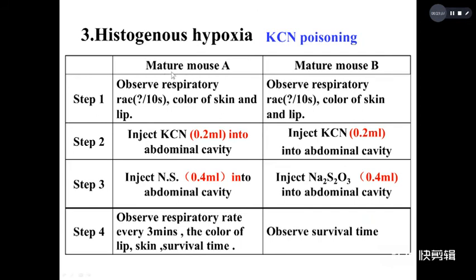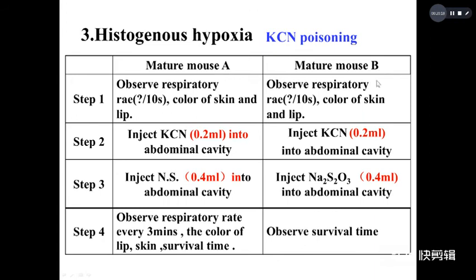Now, mature mouse A. First, you observe the respiratory rate, and the color of skin and lip. Now, inject cyanide 0.2 in the abdominal cavity. The next, inject normal saline. So the animal develops histotoxic hypoxia because normal saline has no function. Observe the respiratory rate every 3 minutes, the color of lips, skin, and survival time.